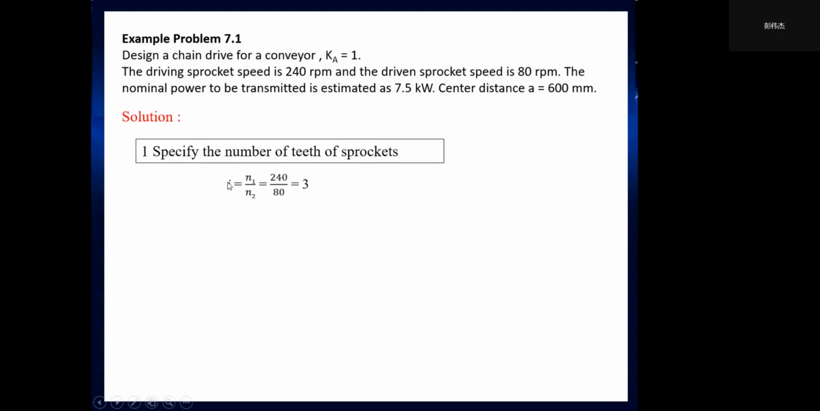First, we can obtain the speed ratio i, which is N1 divided by N2. N1 is the speed of the driving sprocket, 214, and the average speed ratio i is 3. Okay, and suppose the velocity is 3.28 meters per second.